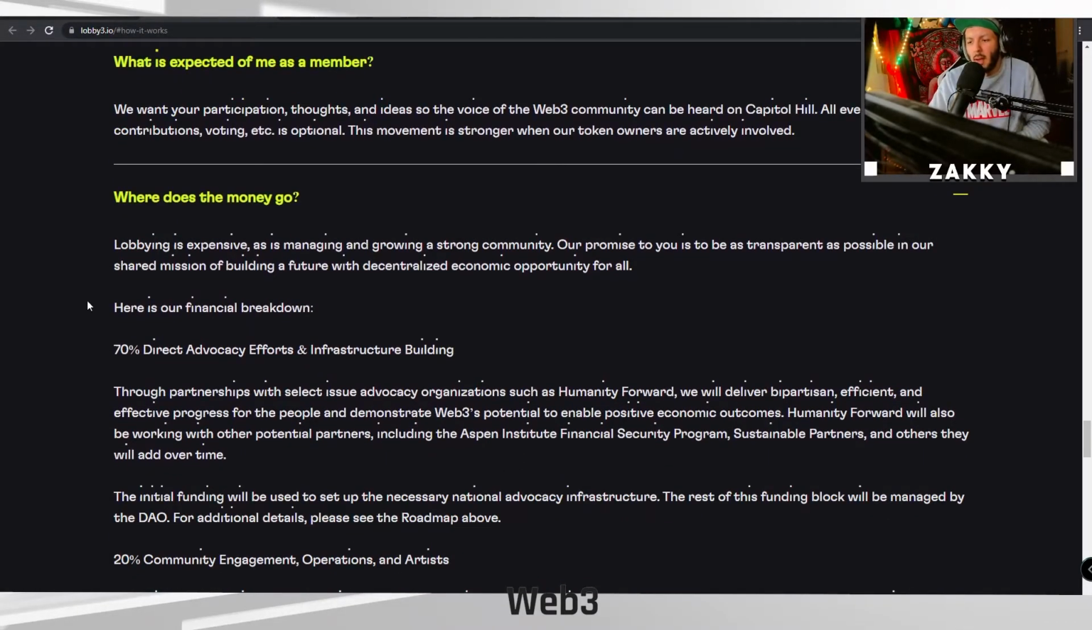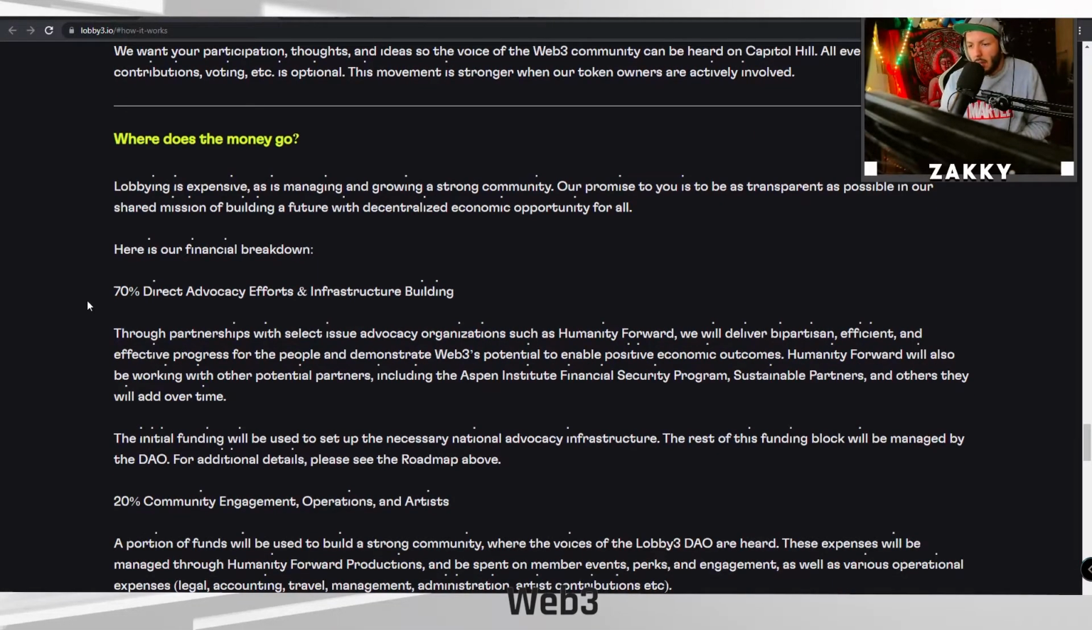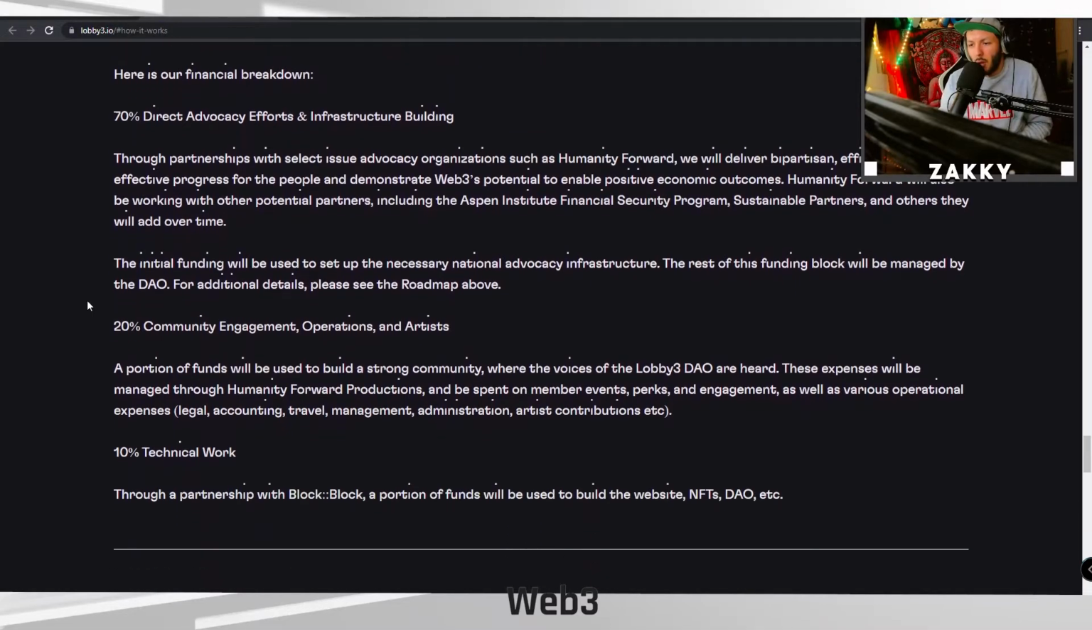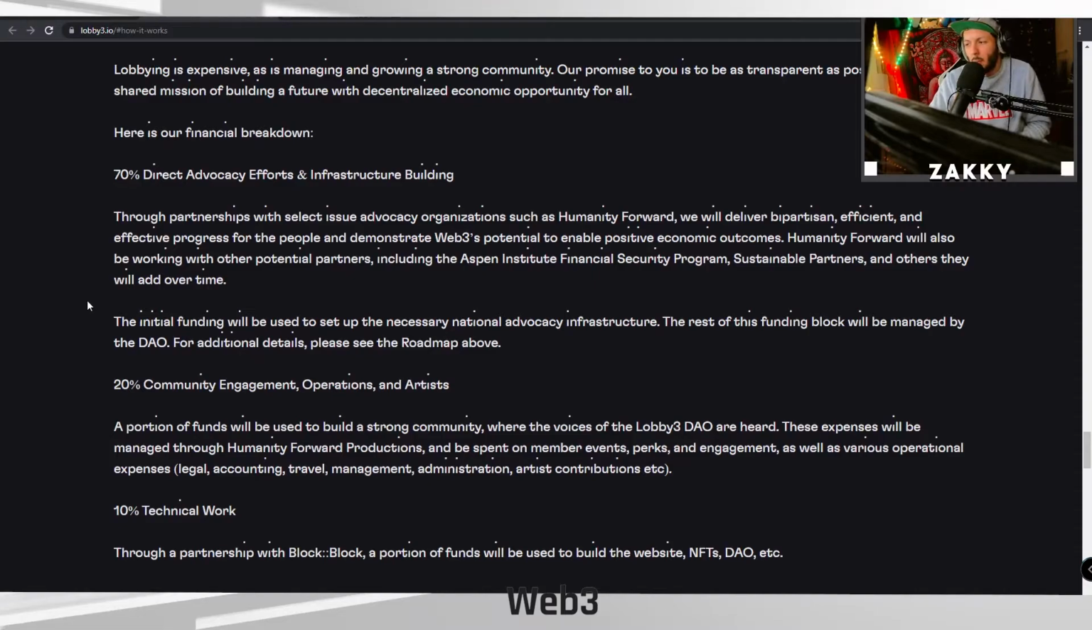Lobbying is expensive, as is managing and growing a strong community. Our promise to you is to be as transparent as possible in our shared mission of building a future with decentralized economic opportunity for all. Here's the financial breakdown. 70% direct advocacy efforts and infrastructure building through partnerships with selective issue advocacy projects such as Humanity Forward. We will deliver bipartisan, efficient and effective progress for the people and demonstrate Web3's potential to enable economic outcomes.